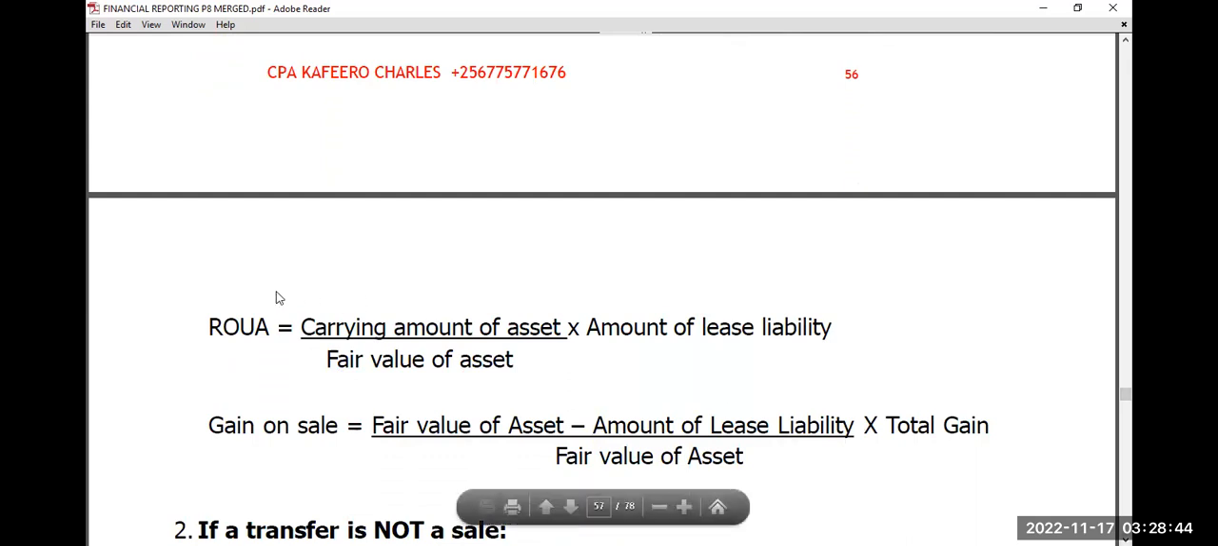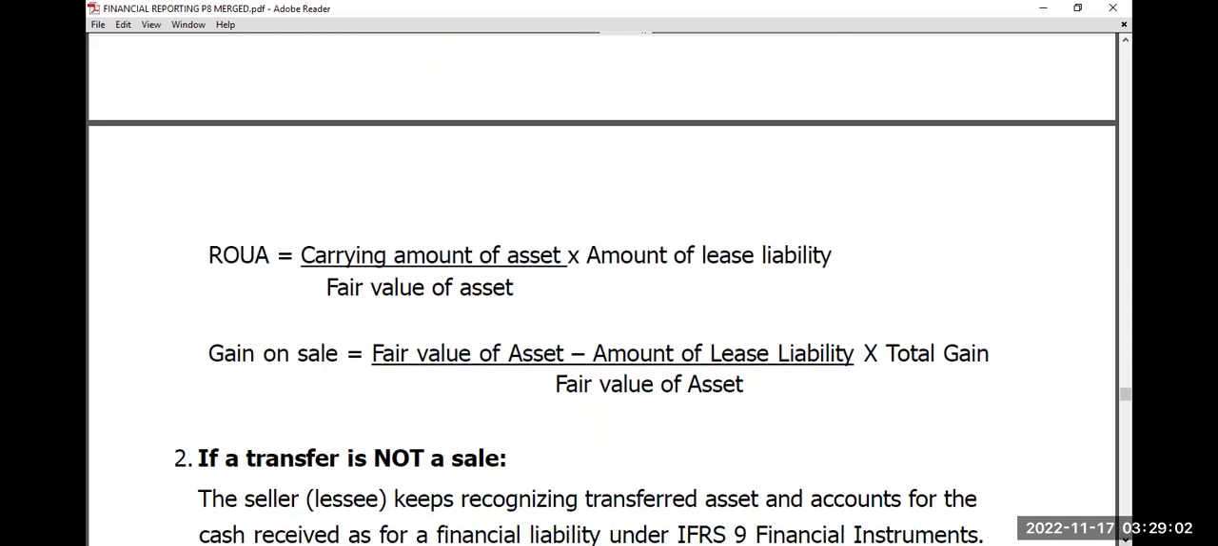This is how we are going to be computing the right of use asset, and we are saying the carrying amount of the asset over the fair value of the asset will be multiplied by the amount of the lease liability. We said we are going to be apportioning most of these items because by the time you've sold those assets, you are depreciating them for certain amounts. So when you're taking the figures, we take their carrying amounts.